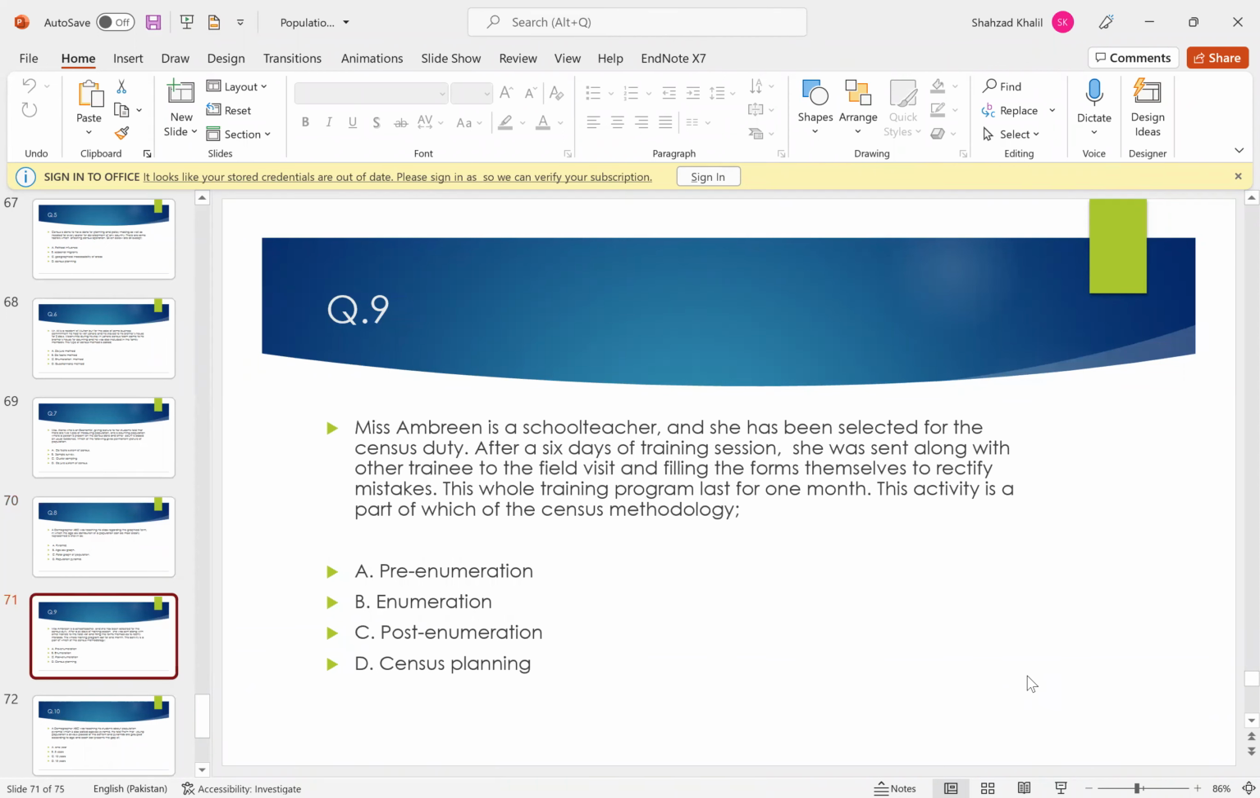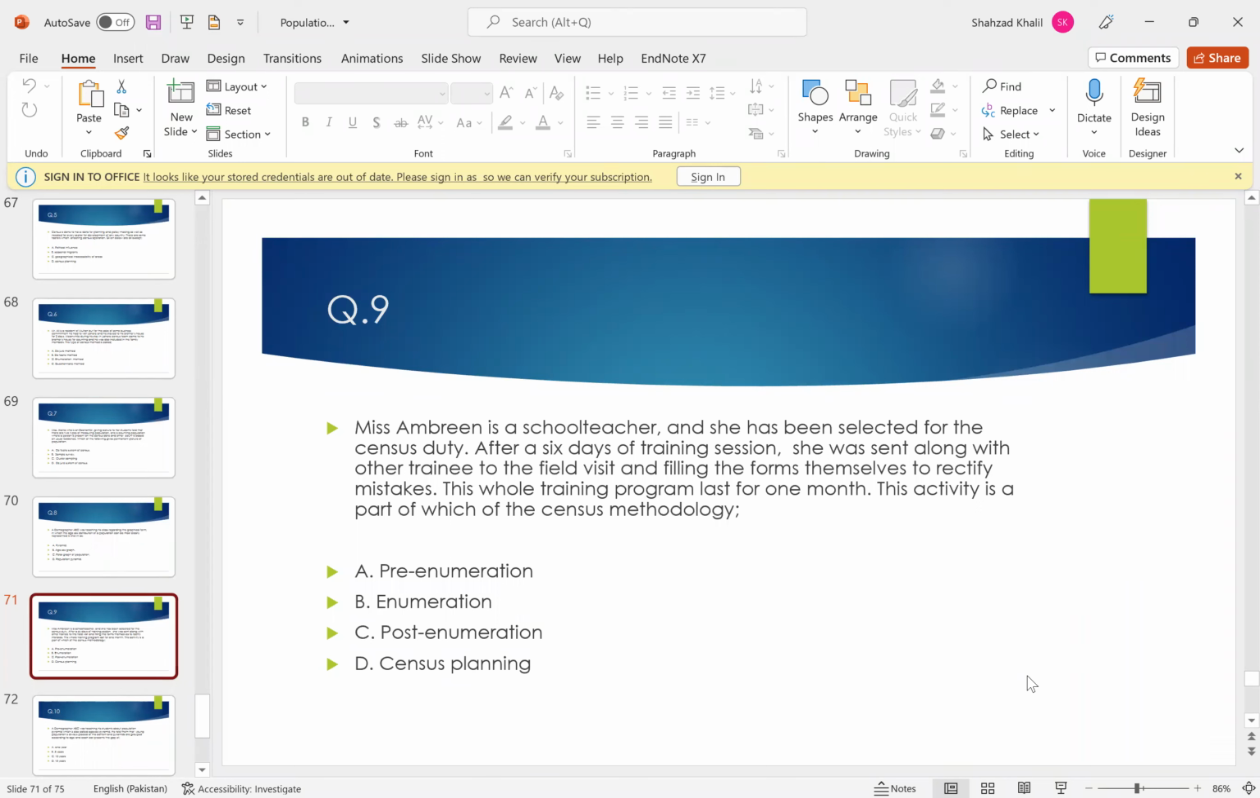Miss Ambreen is a school teacher and she has been selected for census duty. After 6 days of training sessions, she was sent along with other trainees to a field visit and filling the forms themselves to rectify mistakes. This whole training program lasts for 1 month. This activity is a part of which of the census methodology? Pre-enumeration, enumeration, post-enumeration, or census planning? Yes, B is the correct answer.